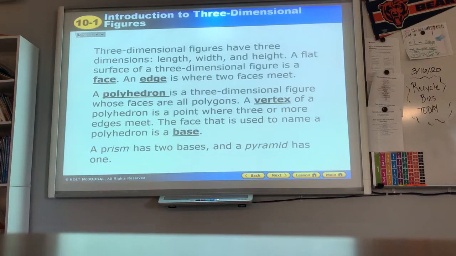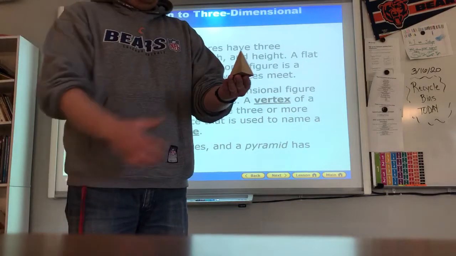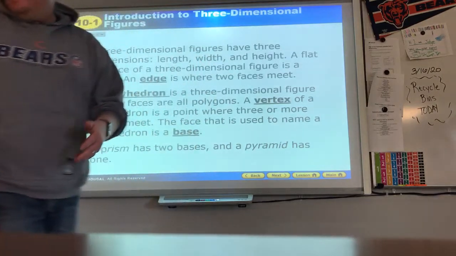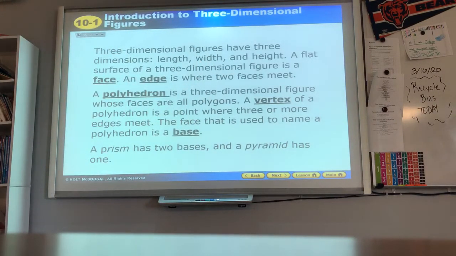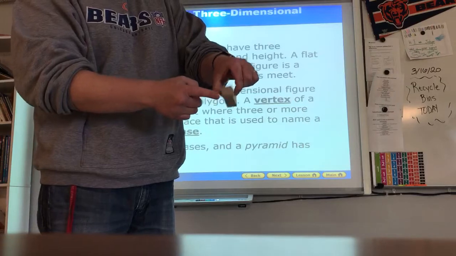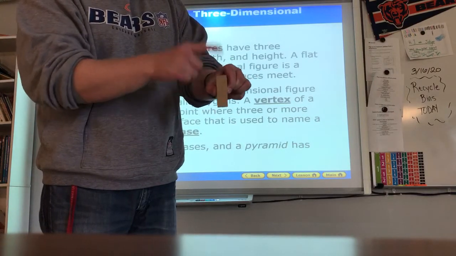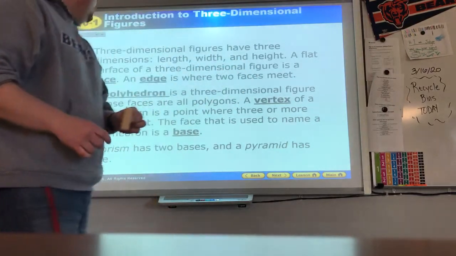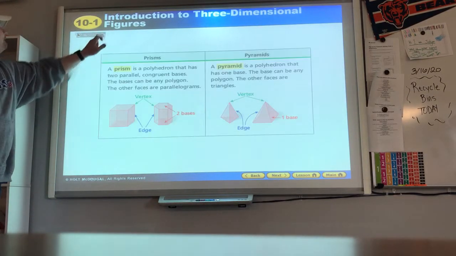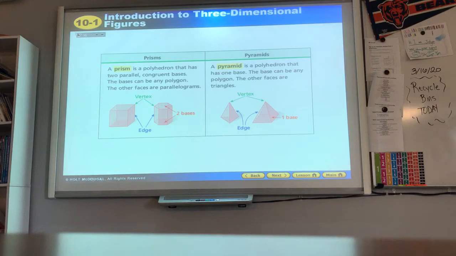A prism has two bases and a pyramid has one. Pyramid, one base. Prism. We have two squares that are exactly the same and they're connected by many faces. That would be the two bases for the prism. Prisms, you get an idea.